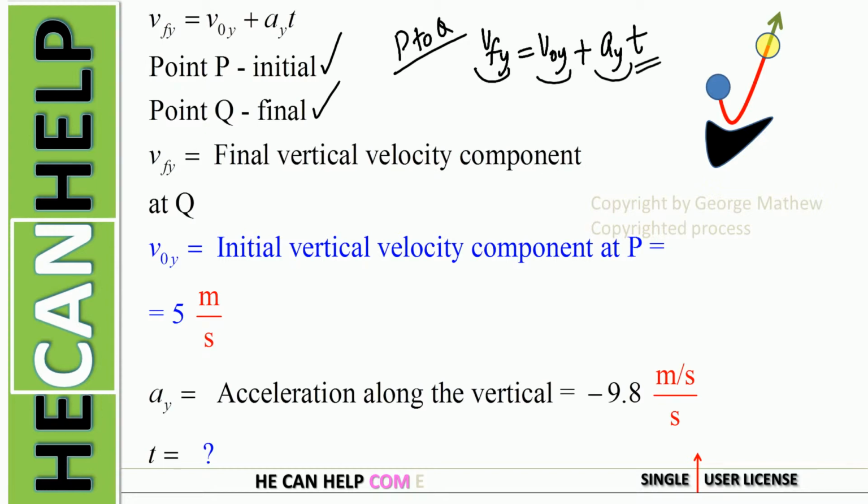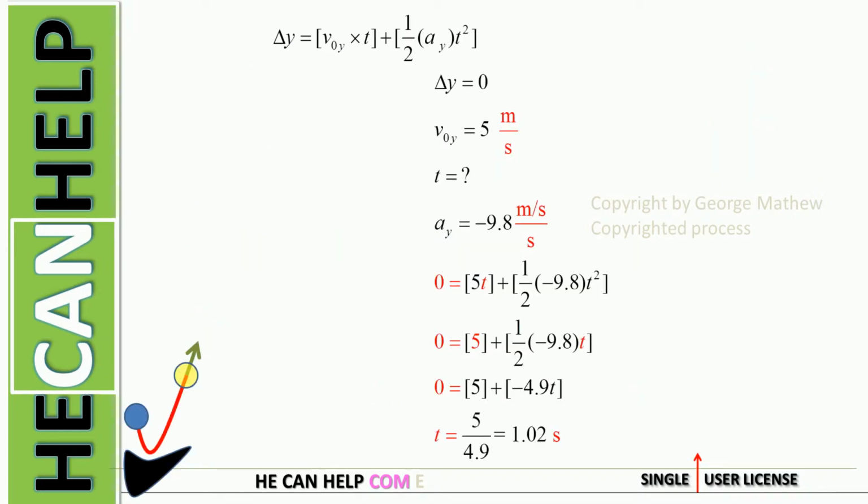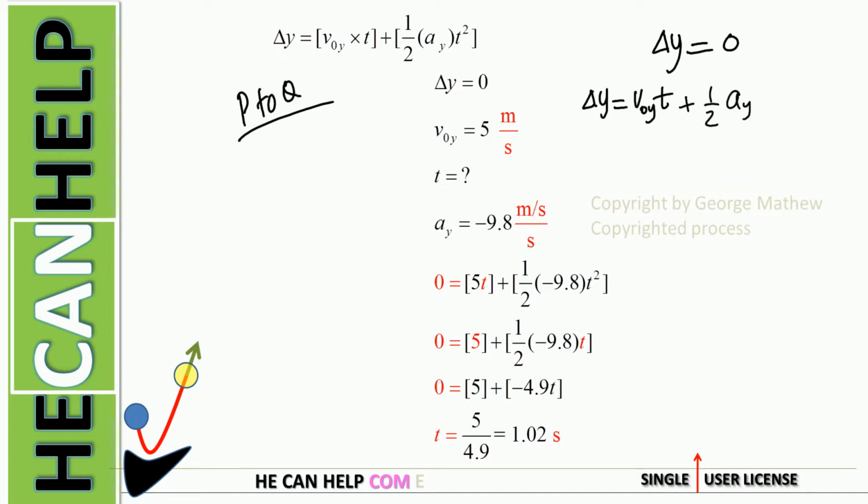So for that, what do we do? We use change in y from P to Q. From P to Q, delta y is equal to 0. Delta y is equal to initial vertical component times time plus 1/2 acceleration along the vertical times time squared. Delta y is equal to 0. Initial velocity along the vertical is positive 5. Time is unknown. 1/2 times negative 9.8 times t squared.